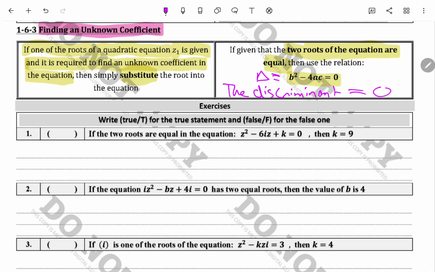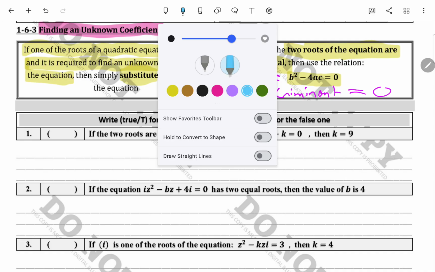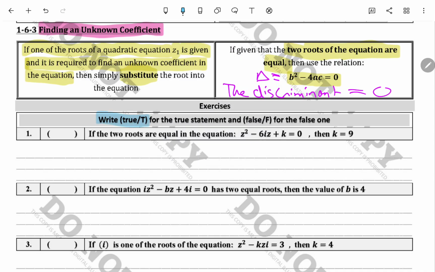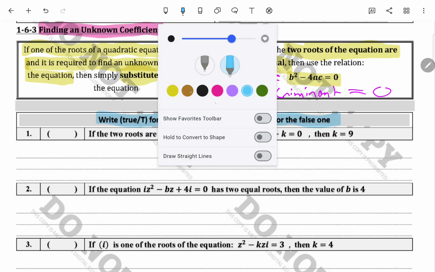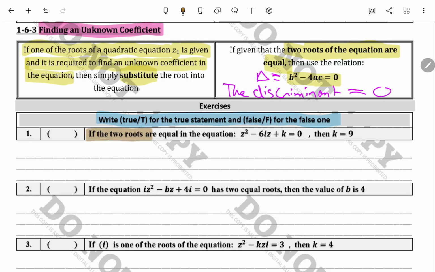Let's start with the exercise. The first exercise is to write true or false for each statement. Number 1: if the two roots are equal, that means we are going to use this box in the equation, which makes delta, or the discriminant, equal to 0. Then he wants you to tell that k equals 9.